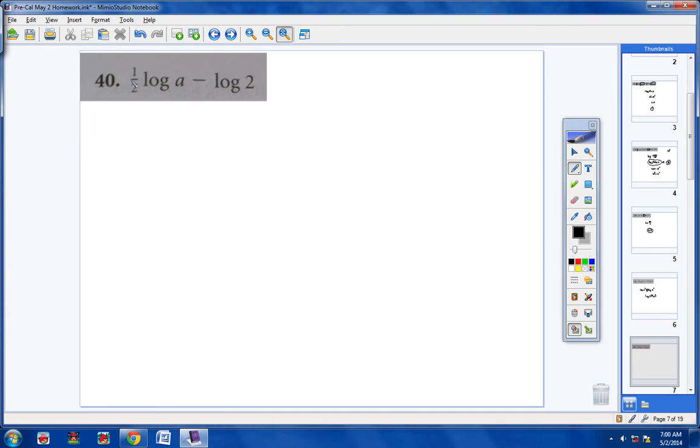Number 40, I'm going to have to take this 1/2 and move it right here. So I would have log a to the 1/2 power minus log of 2. Now notice they're both base 10, they're both a common log, and the two logarithms are being subtracted. So I'm going to write the logarithm of a to the 1/2 divided by 2. Whenever two logarithms are being subtracted, you divide their arguments. All right. Number 41.